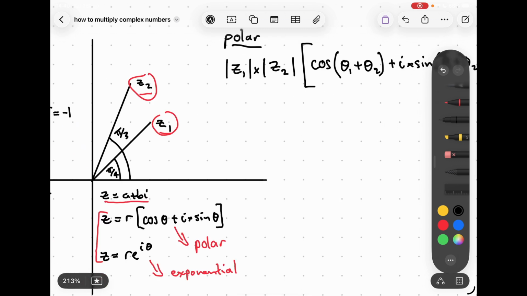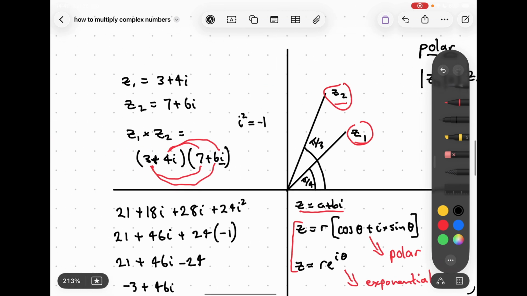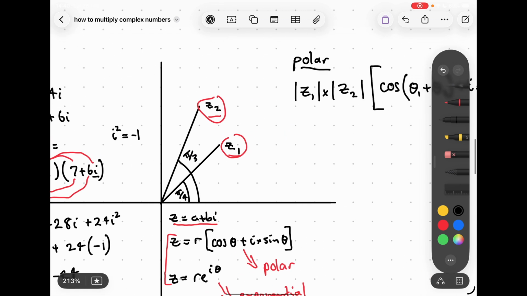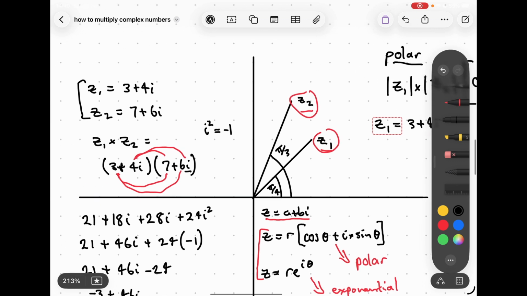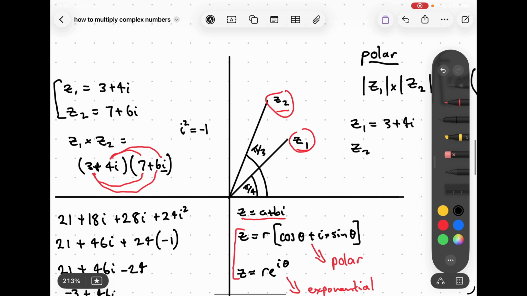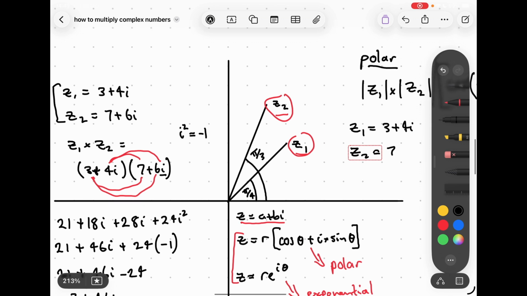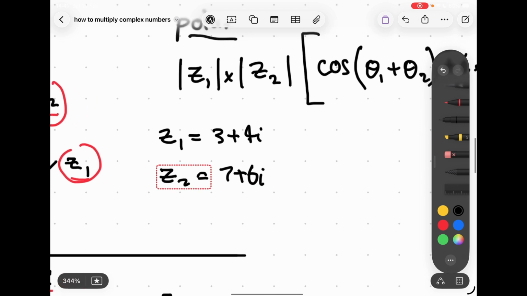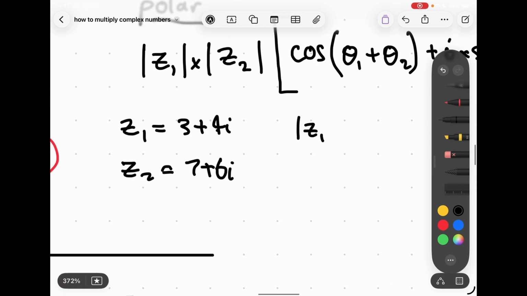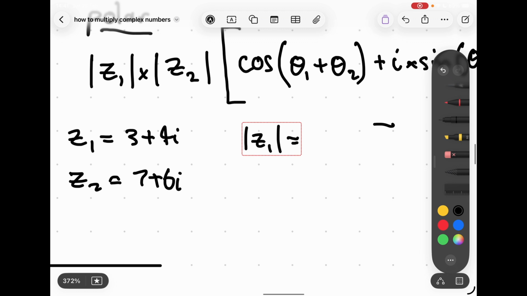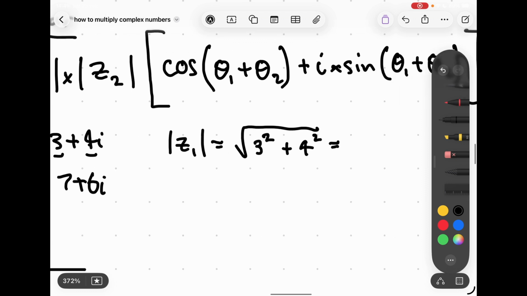So now let's do a practice problem like that. Let's use the same ones. z1 is equal to 3 plus 4i, and z2 is equal to 7 plus 6i. So the modulus of z1 is going to be the square root of the sum of the squares of the individual terms. That sounds like a lot, but that's just going to be 3 squared plus 4 squared. We can put that into our calculator and find out that that would be the square root of 25.